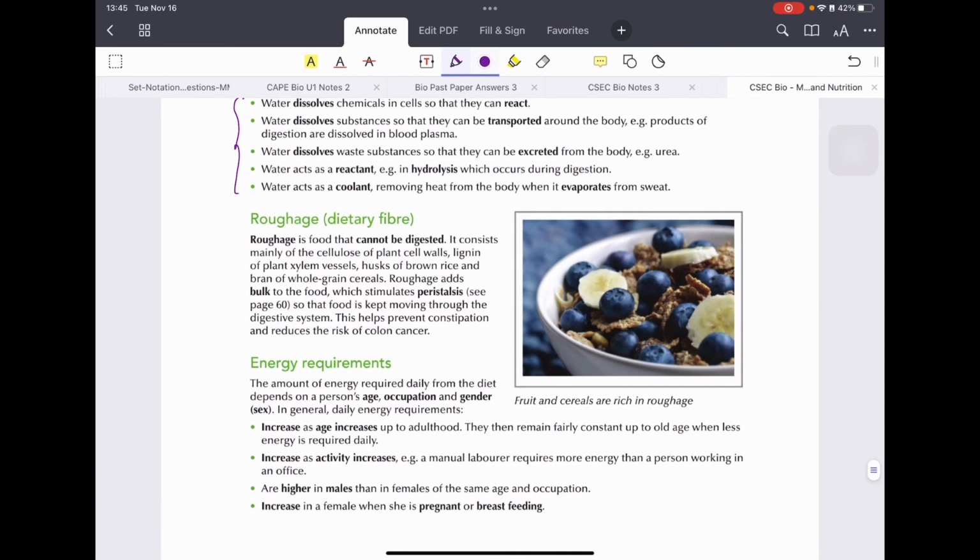And lastly, in the diet, we have our fiber or the roughage. Okay, so as we said before, roughage or fiber cannot be digested. What it is, it's found in cellulose from plant cell walls. So when we eat vegetables, we get fiber, and that's why vegetables are so important in our diet. Okay, so it adds bulk to the food, which helps peristalsis. We don't worry about this big word. In our next class, when we do the gastrointestinal system, we'll learn a lot more about peristalsis. Okay, but it helps prevent constipation and reduces the risk of colon cancer.